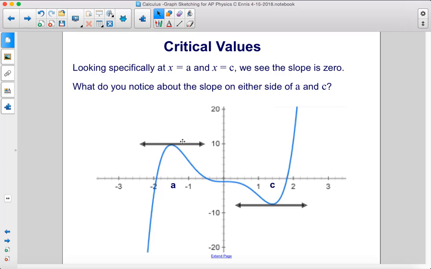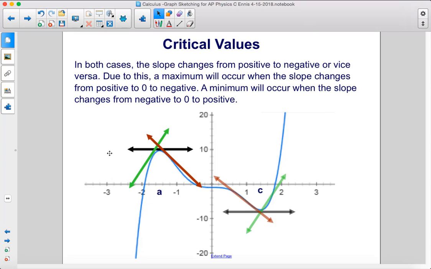Looking specifically at x equals a and x equals c, we see the slope is 0, here and here. What do you notice about the slope on either side of a and c? Here, in both cases, the slope changes from positive to negative, or vice versa. Here, we see the slope goes from negative past this minimum here, and then becomes positive again. Due to this, a maximum will occur when the slope changes from positive to 0 to negative, like it does here, and a minimum will occur when the slope changes from negative to 0 to positive.